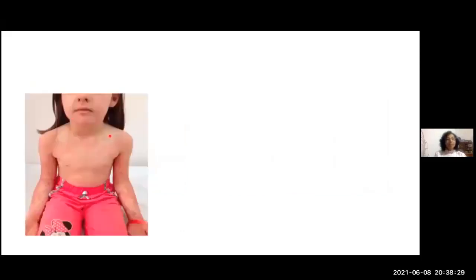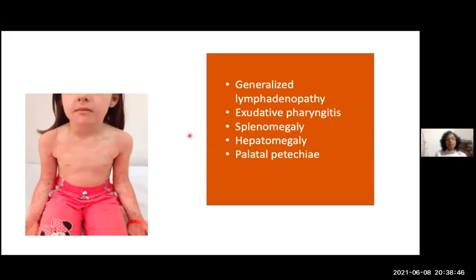So this is another skin rash which occurs in older children mostly, about 5 or 6 year olds or in adolescents. There is a maculopapular eruption. You can see this is about a 10-year-old girl. These are the other signs that this child has: generalized lymphadenopathy, exudative pharyngitis, hepatosplenomegaly, and palatal petechiae. So it looks quite nasty, but however, it's a viral infection. When there is such a constellation of clinical symptoms and signs, it's not difficult to clinically diagnose this condition as infectious mononucleosis caused by Epstein-Barr virus.